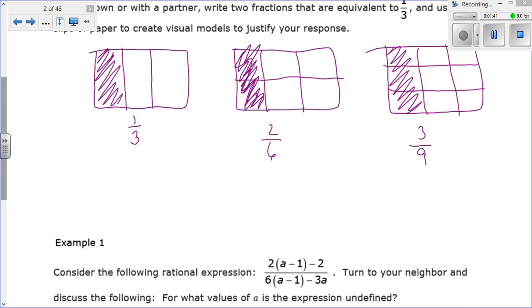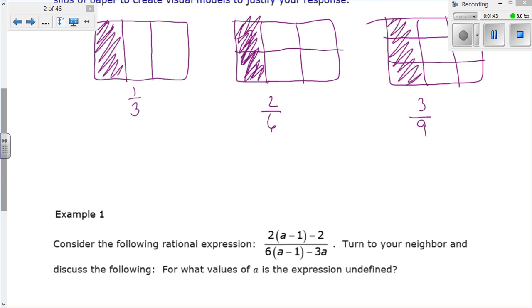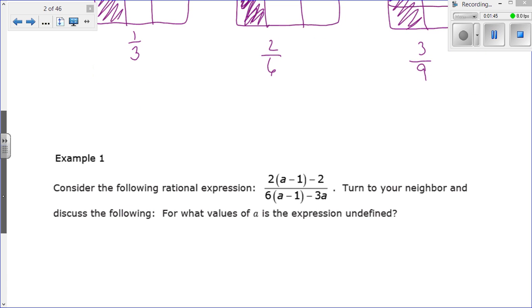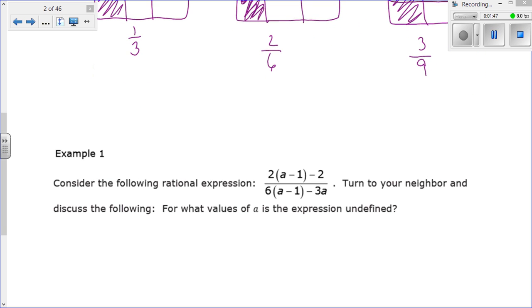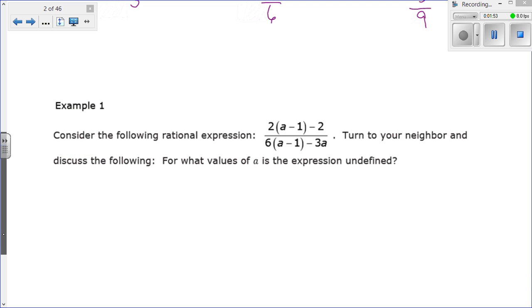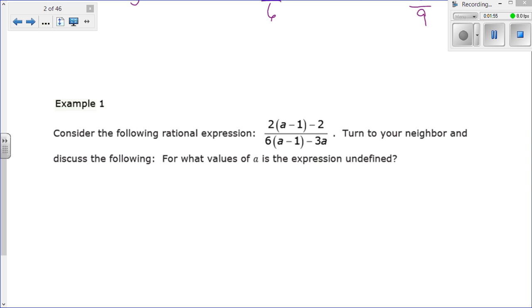So what we're going to be doing is dealing with fractions that are equivalent, and we're going to be reducing our fractions. So for example 1, consider the following rational expression: 2 times the quantity a minus 1 minus 2 in the numerator. Turn to your neighbor and discuss the following. For what values of a is the expression undefined?